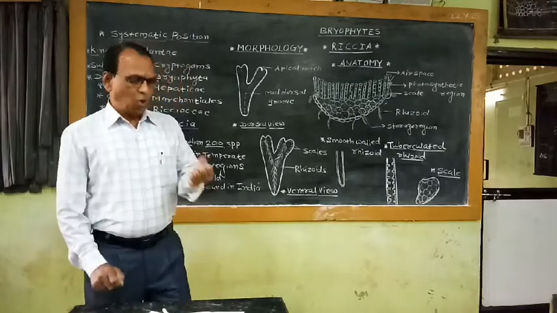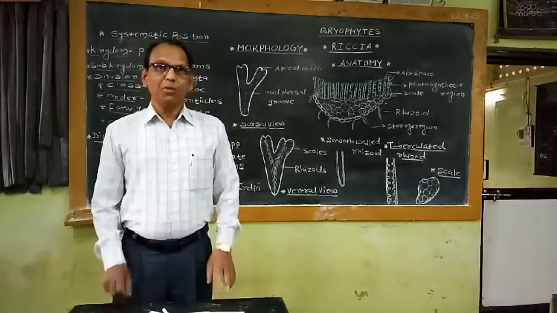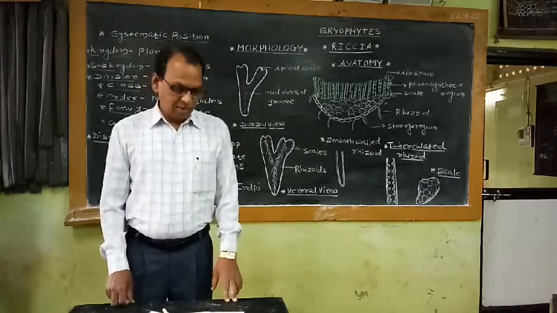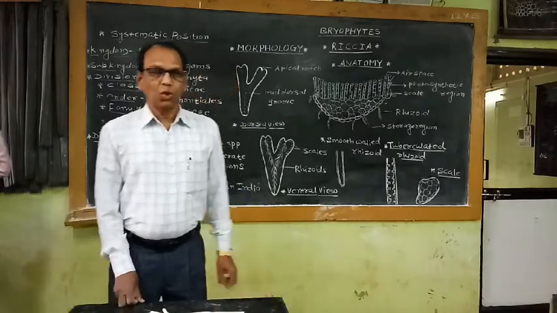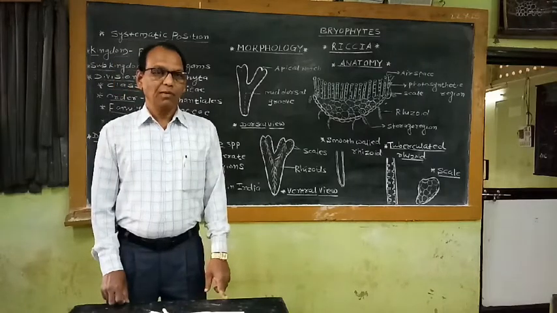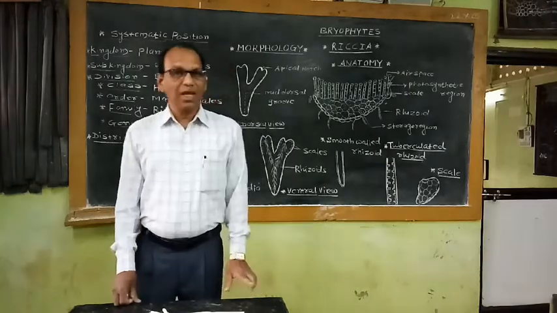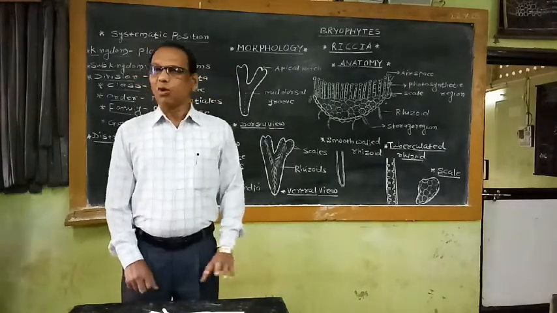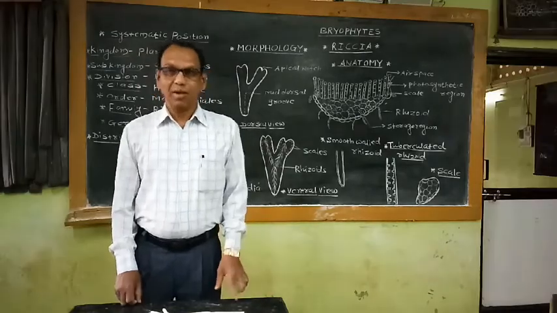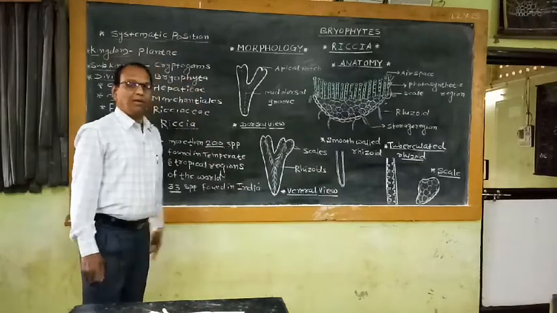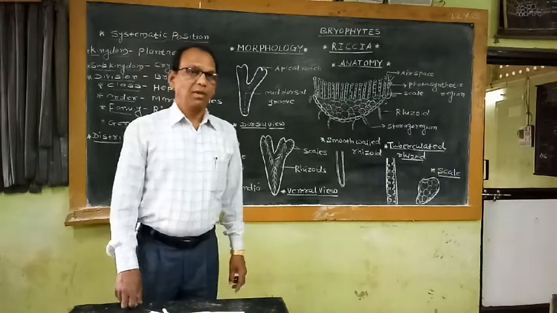As far as their occurrence is concerned, Riccia is commonly found on moist soils, damp soils, shady places, as well as on rock surfaces during the rainy season. So, this is a short-lived plant. It completes its life cycle within a very short duration, during the rainy season only. If we try to collect Riccia during winter, we can't get a single plant because its life cycle completes within a few months, in the rainy season only.